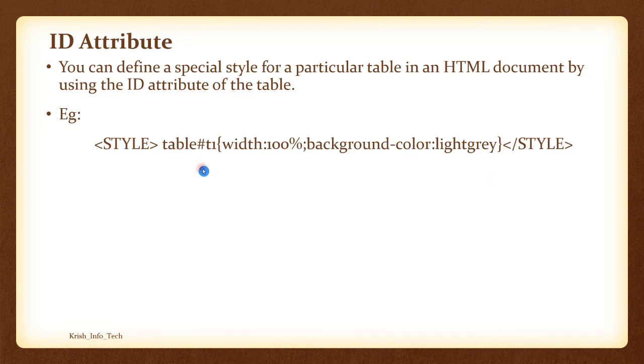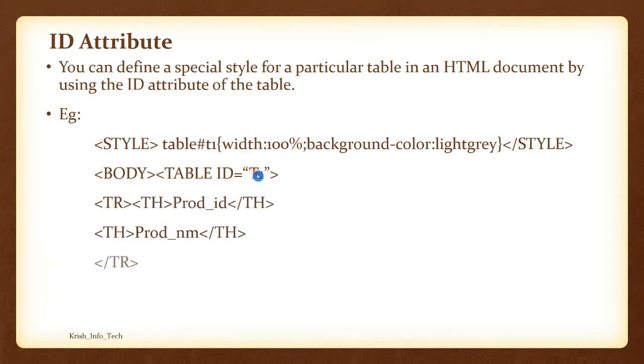Style table hash T1. So T1 is a table ID. I'm just naming this table as T1 with width 100%, background color light gray. Suppose I'm going to have another table, hash T2. In that way you can have n number of table IDs. When we are using that particular table in your program, you have to mention table id equal to whichever style, design, properties you need. You can use that particular table ID over here. So that's the only thing. Here we are going to have our normal table codings.